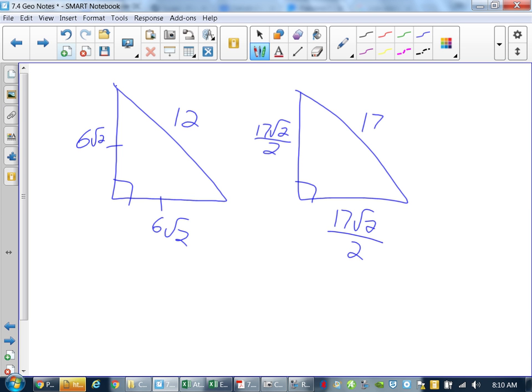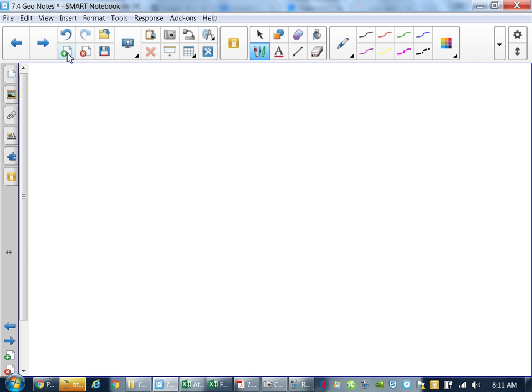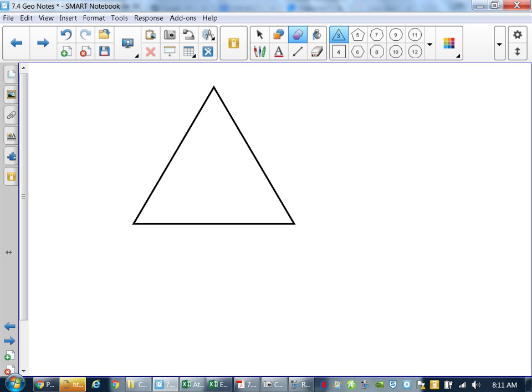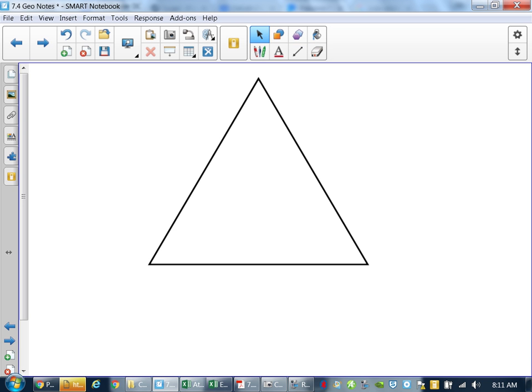Now, the other type of triangle that we look at stems from an equilateral triangle. What do you guys know about equilateral triangles? They're all the same, good. So if I have an equilateral triangle, that means all of my side lengths are the same. And what do I know about all of my angles? They're all the same, they all equal how much? 60.